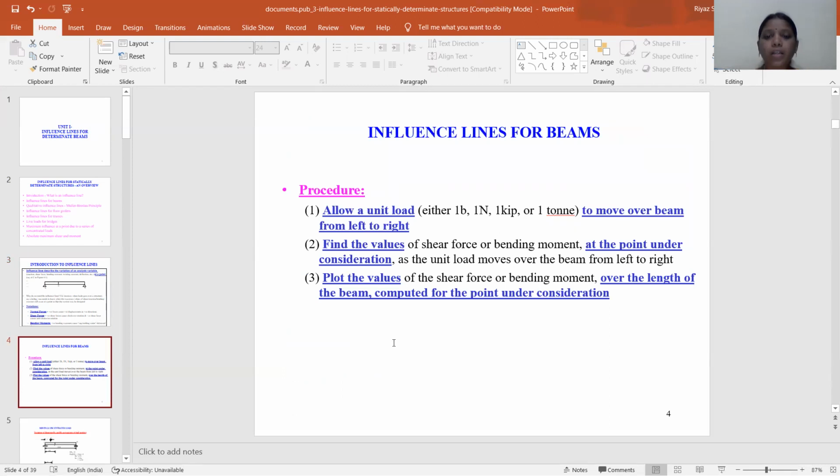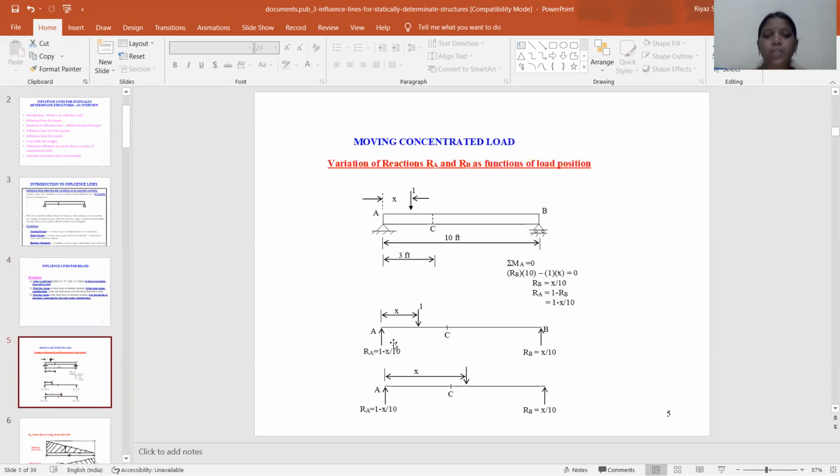So next one is influence lines for beams. Procedure: allow a unit load, either 1 pound, 1 newton, 1 kilo or 1 ton, to move over a beam from left to right. Then find the values of the shear force or bending moment at the point under consideration as the unit load moves over the beam from left to right. Then plot the values of shear force and bending moment over the length of the beam computed for the point under consideration.